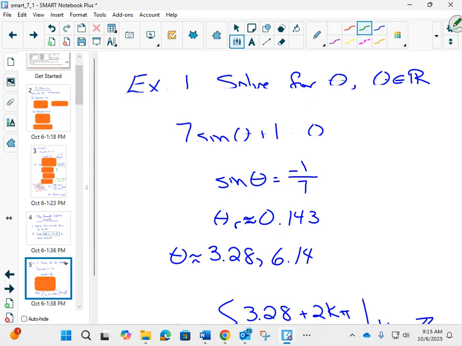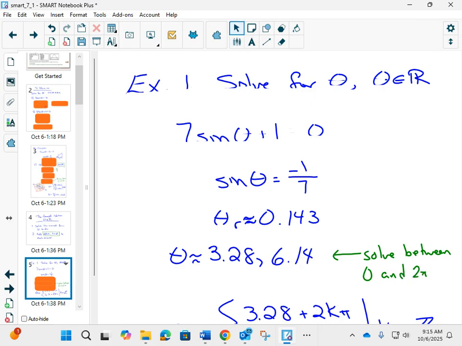You just solve between 0 and 2 pi. Is your calculator not giving you that value? Are you in radians? Or are you in degrees? What does it say at the top? Does it say D or does it say R?